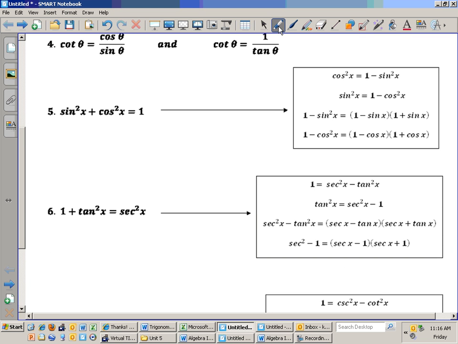Watch this, okay? I'm going to subtract sine squared from both sides. And I get cosine squared of x is equal to 1 minus sine squared of x. So, yeah, sine squared plus cosine squared is 1, but you should also know that cosine squared is equal to 1 minus sine squared. And I have that written for you right here.